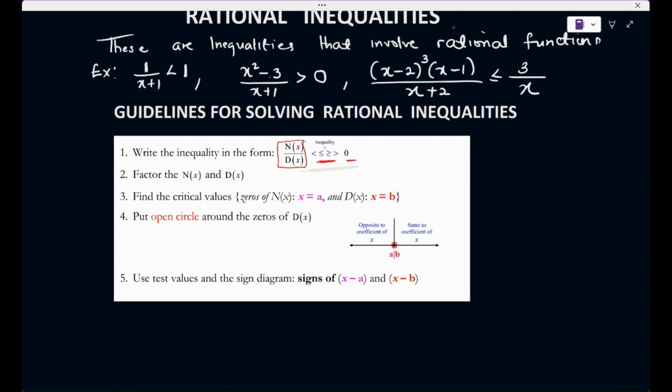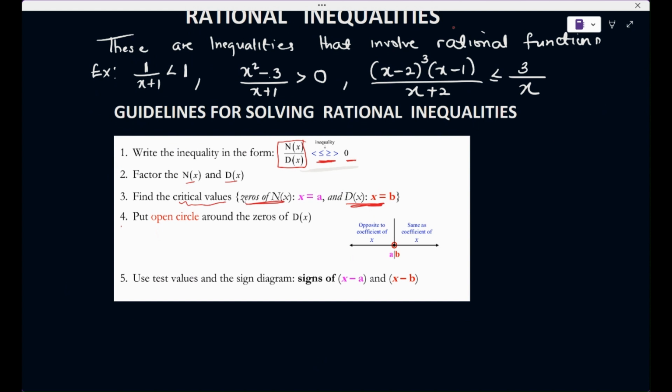The second step is to factor both the numerator and the denominator. Remember, the numerator is a polynomial and the denominator is a polynomial, so we can try to factorize them. Then we find the zeros of the numerator, as well as the zeros of the denominator, which we somehow call the critical values.